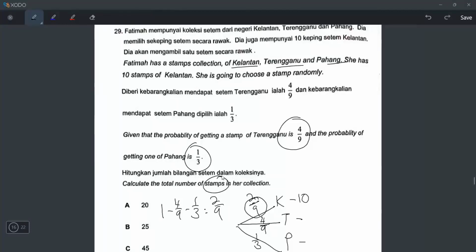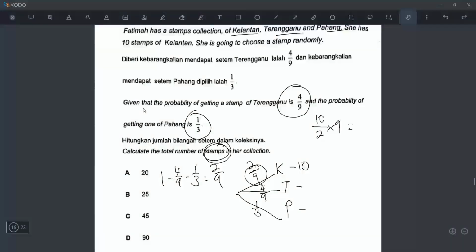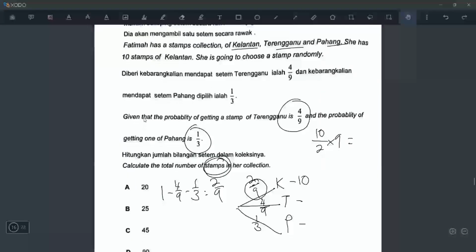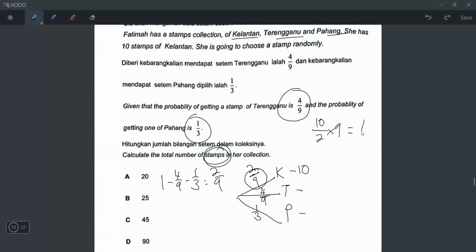Now they want you to find the total number of stamps in the collection. It's very easy. You just take 10 divide 2 times 9. Wait, is it true? 10 divide 2 times 9. Wait, there's no answer. Oh yeah, there is. So the answer is 45.